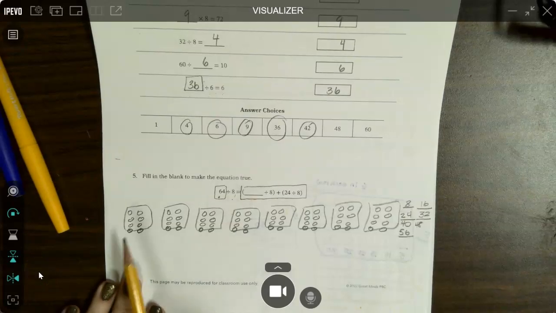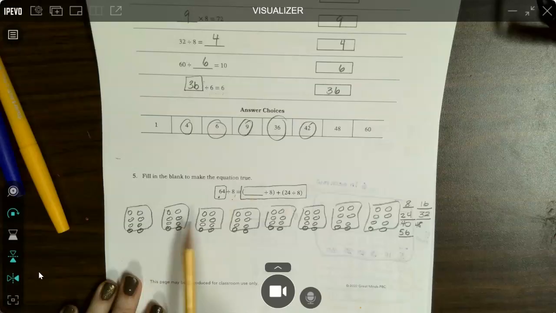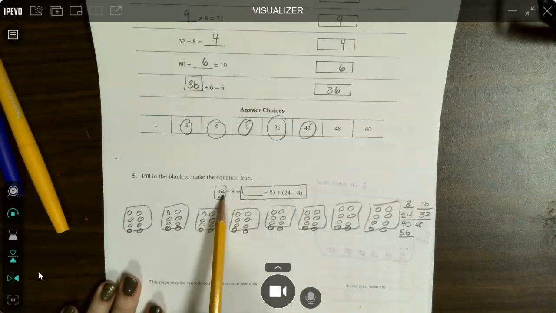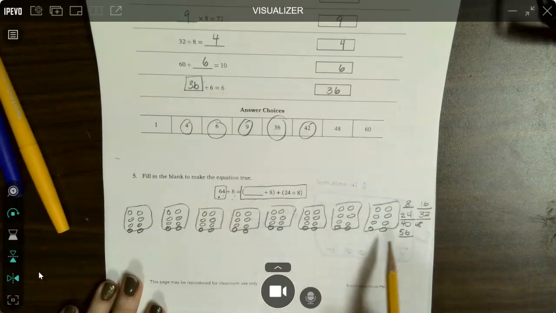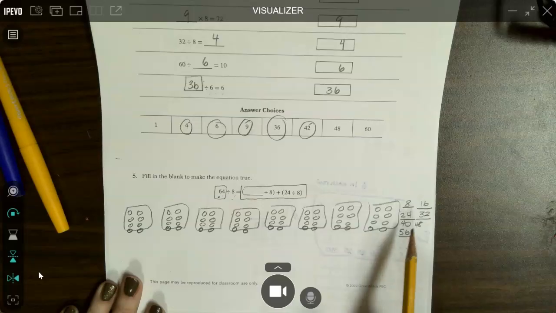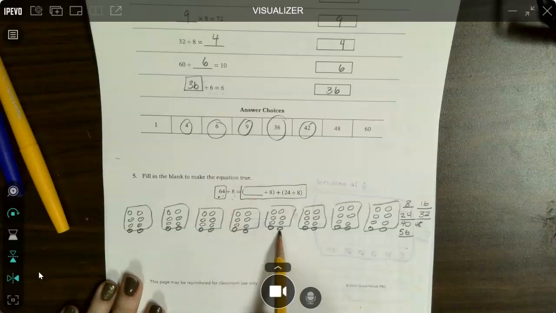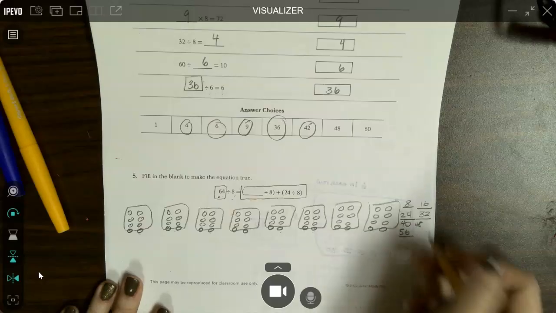We were in the middle of placing one circle into each of our 8 groups until we got to a total amount of 64. We were in the middle of counting on from 56. 56 was here. Then I had 57, 58, 59, 60, 61, 62, 63, 64.